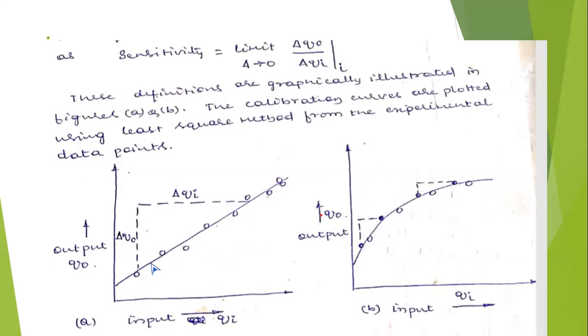Dots above this line indicate positive error, and these points indicate negative error. This diagram is called a calibration curve. So this is very much essential for all types of measurement.